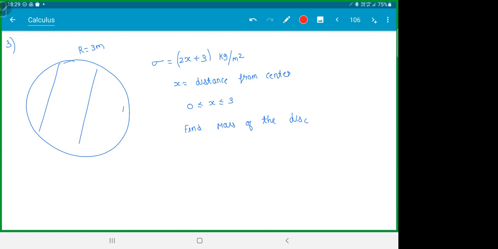We have some pretty good results and questions today. There are some integration results which you need to remember. 162 pi. Someone got 63 pi.